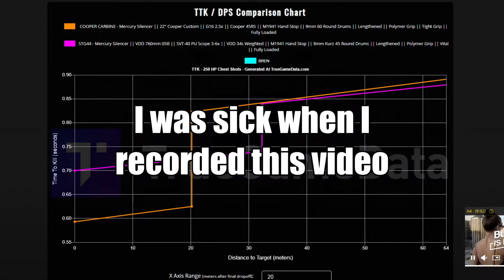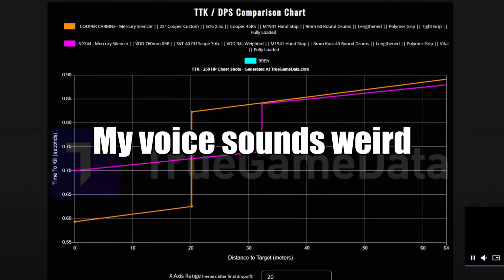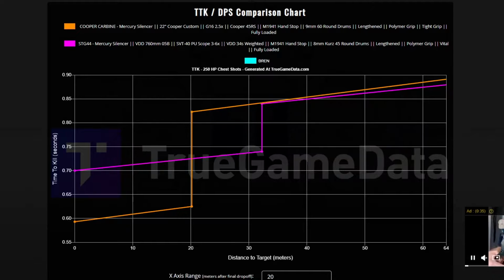What's up guys, today we're going to be talking about the STG 44 and the Cooper Carbine. These are the two most common ARs I see people using in Warzone right now.